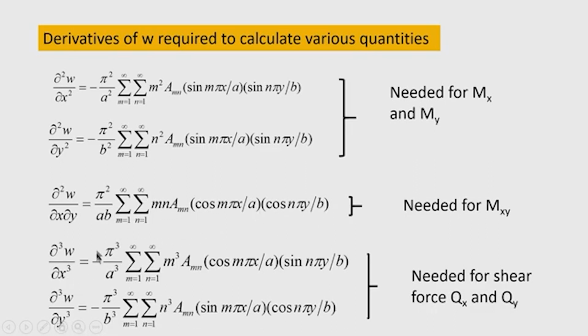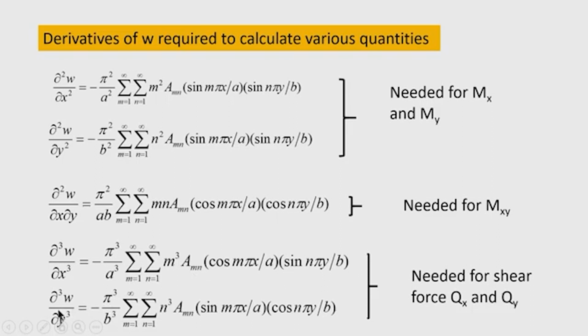Shear force you need to find out. Shear force requires the third derivative. Again, you can see that when this function is differentiated with respect to x, you arrive at the third derivative quantity, that is del cube w by del x cube equal to minus pi cube by a cube double sum, m cube a_mn cos m pi x by a sin n pi y by b, because the derivative is taken with respect to x. So, this term remains untouched.